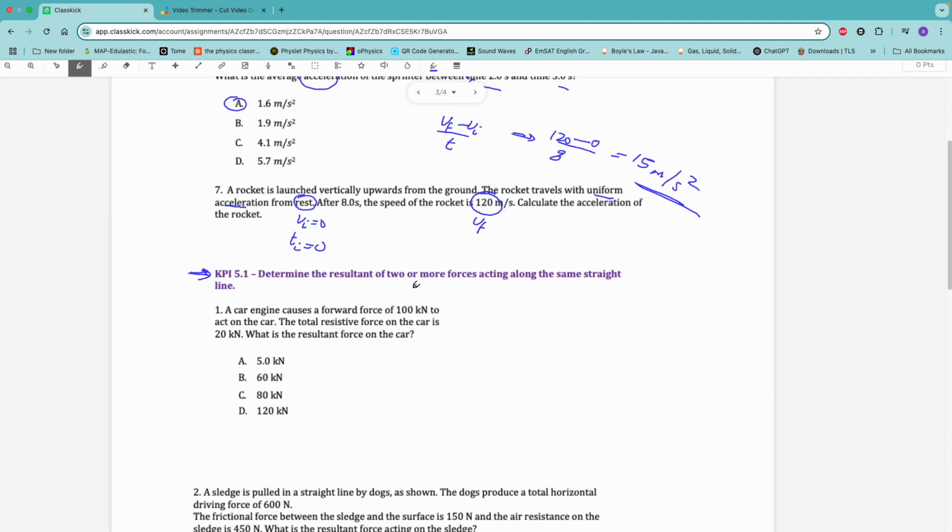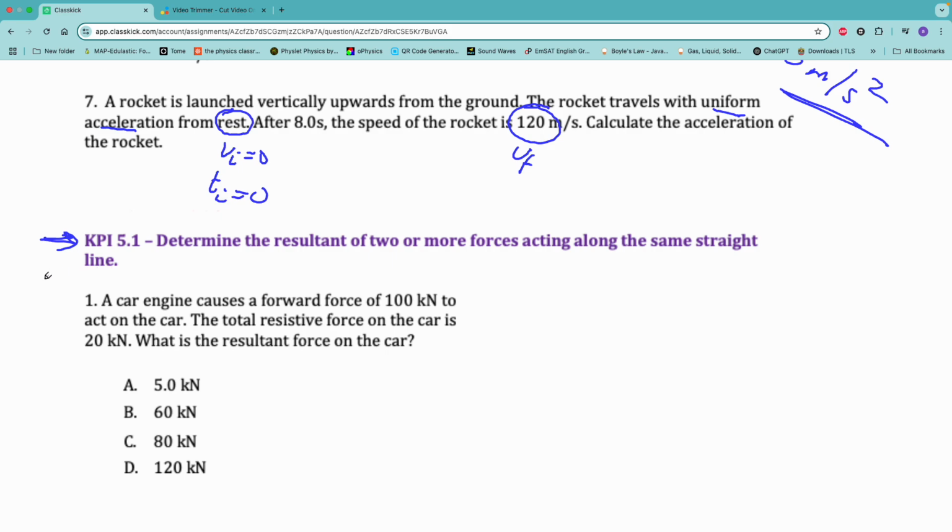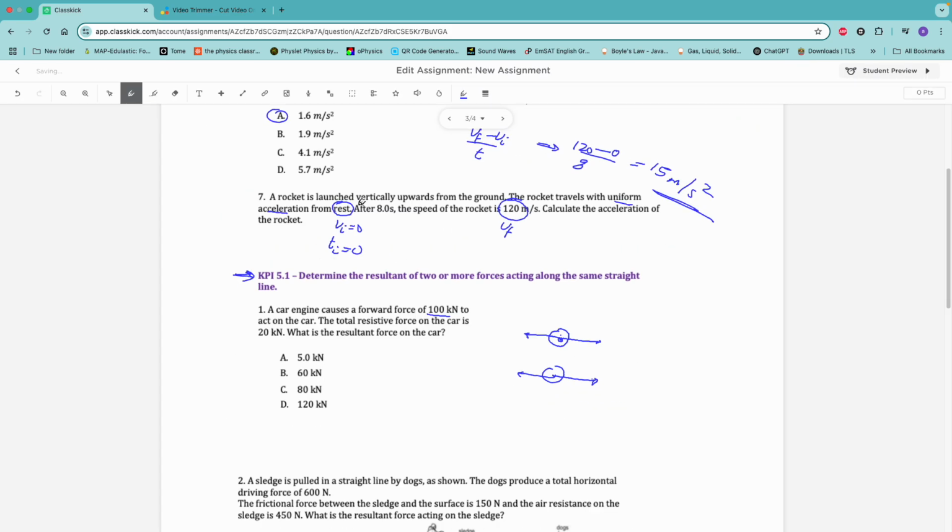Let's start answering this question based on this concept. A car engine causes a forward force. So let's consider this is the forward force. It's not mentioned whether the forward force is left or right, so it's up to you. If you consider this the forward force, the backward force would be opposite. Or if you consider this the forward force, this would be the back force. So you decide your coordinate.